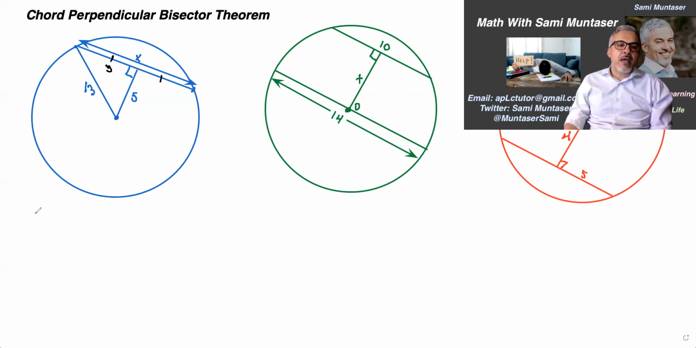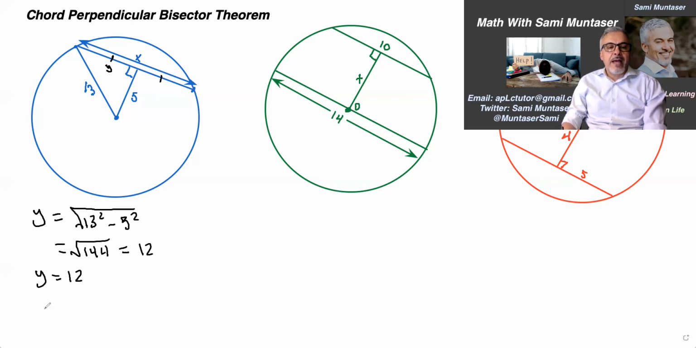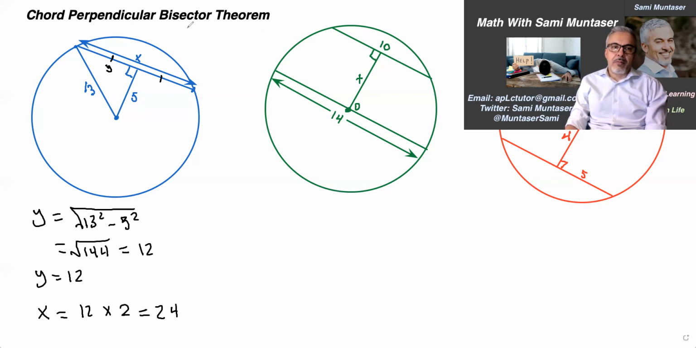y, then I could just say y equals the square root of 13 squared minus 5 squared. This is Pythagoras, a squared plus b squared equals c squared. But if I'm finding a side that's not the hypotenuse, I just say y is the square root of the hypotenuse squared minus the given side squared. And this would be 169 minus 25, which is the square root of 144, which equals 12. So y is 12, and x will be 12 times 2, which gives me 24, since this here and this are equal, according to the chord perpendicular bisector theorem.